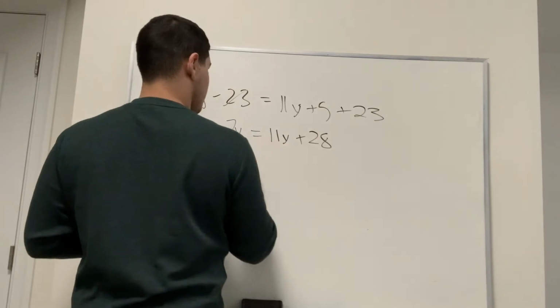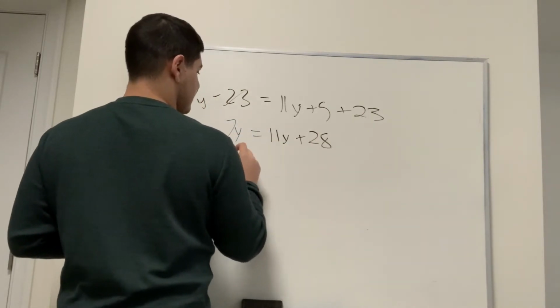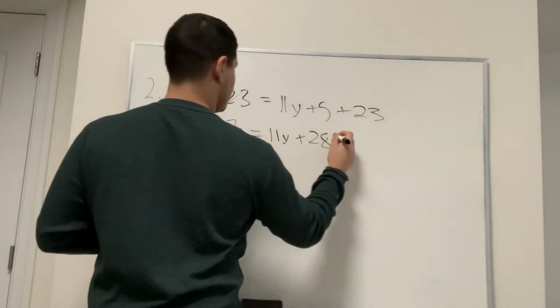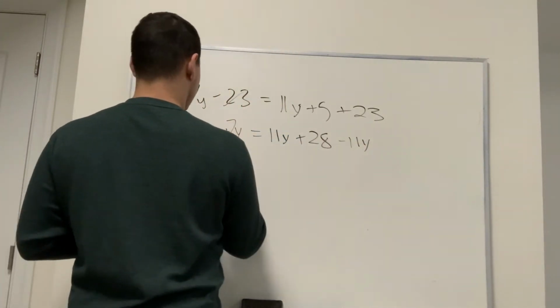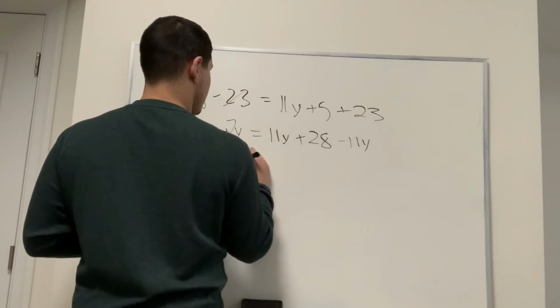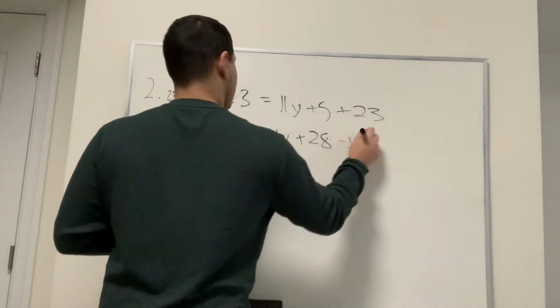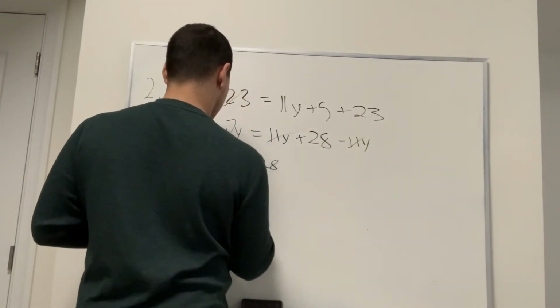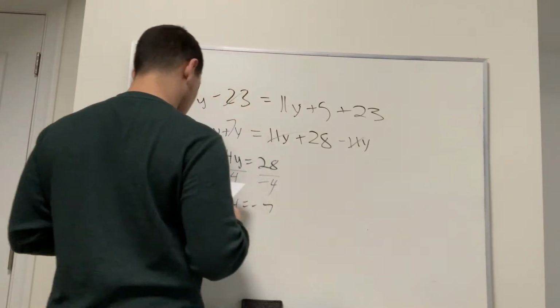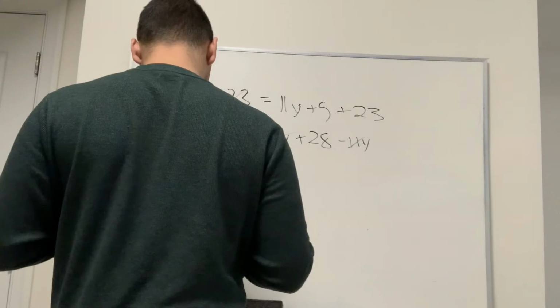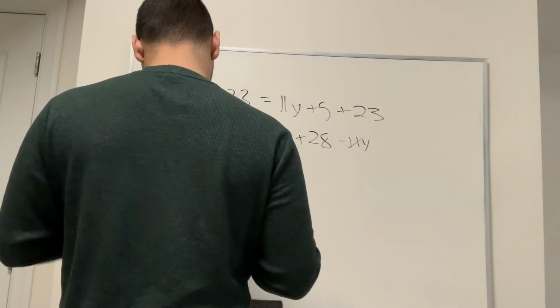Now you could subtract 11y from both sides. And you get negative 4y equals 28. Divide by negative 4, y equals negative 7.